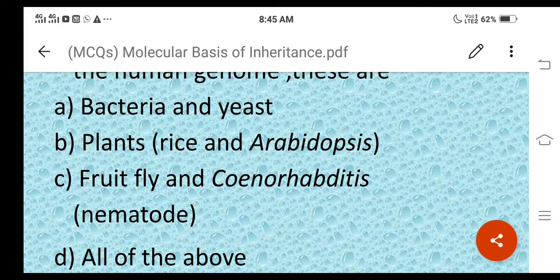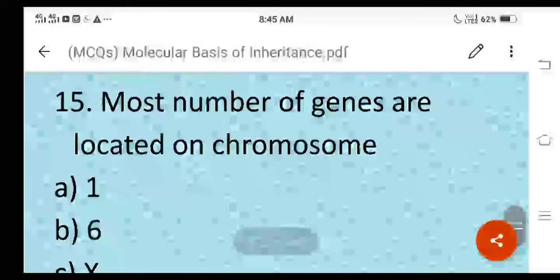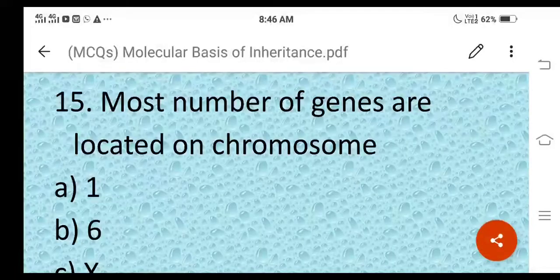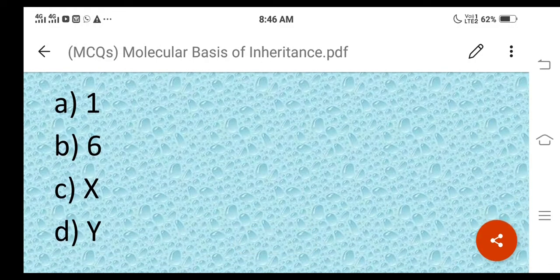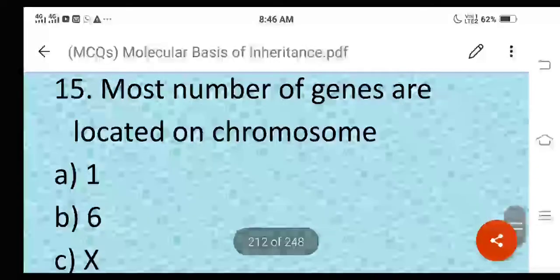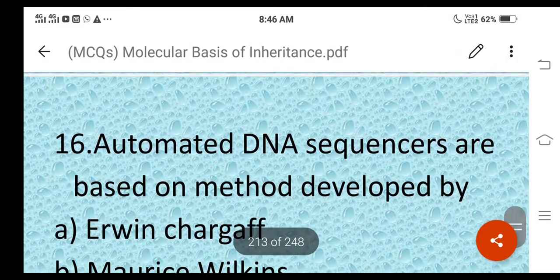Then let us move on to the next question. Question number 15. Most number of genes are located on chromosome. The options are option A, 1, then 6, then C, X, then option D, Y chromosome. The most number of genes are located on chromosome number 1. Option A is the correct answer. Then let us move on to the next question.